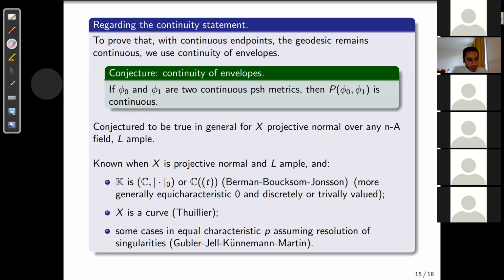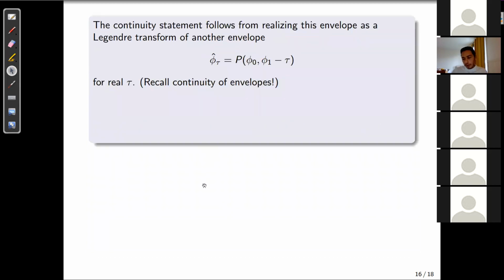But what you should remember from this is that this is not a problem when we work over the trivially valued complex field or the field of Laurent series, which is really what's important for us. So going back a little bit to the proof.